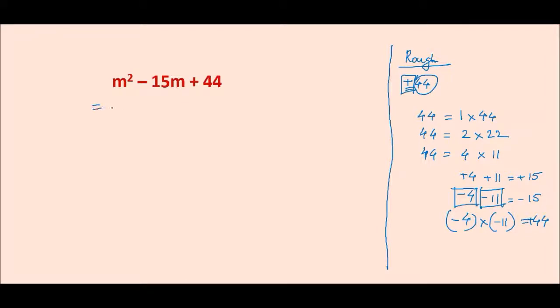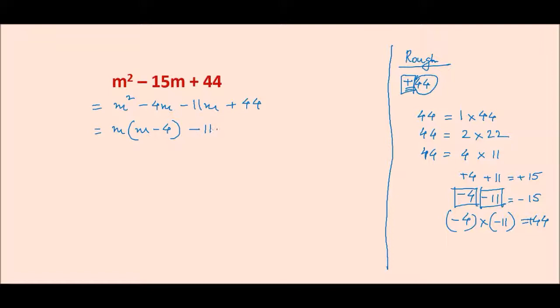So we start writing m square minus 4m minus 11m plus 44. Again, we take out the common factor from the first two terms. It is m, and within the brackets we have m from the first term and -4 from the second term. From the third and the fourth term we have the common factor as -11. We can take plus 11 as well.